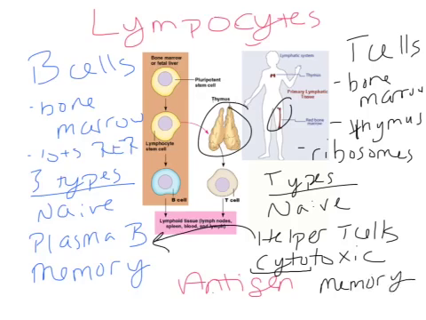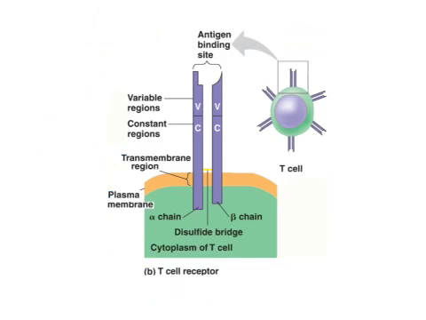Again, cells that will be long-lasting, easily activated during that second exposure because they've seen it before. Okay, so let's look a little bit closer at the receptor sites on both these T cells and the B cells. So we're going to look first at a T cell receptor site. The T cell receptor site is going to attach to the antigen. Remember, the antigen is the foreign particle.